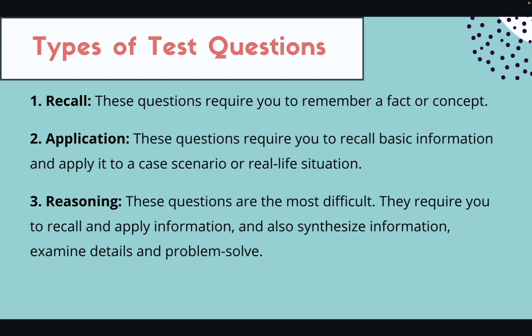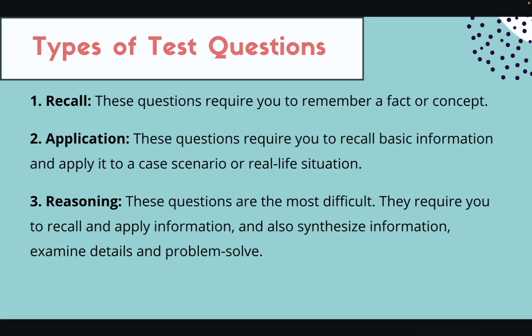As you may know, there's 3 types of questions on the ASWB exam. Depending on the level you're taking, bachelor's, master's, or clinical, you're going to see a variety of these. And think of this kind of like a hierarchy. Recall is going to be the easiest, and it moves up in difficulty as you move towards reasoning questions. So recall questions require you to remember a fact or a concept, and you really have to have knowledge of that to be able to recall the information.